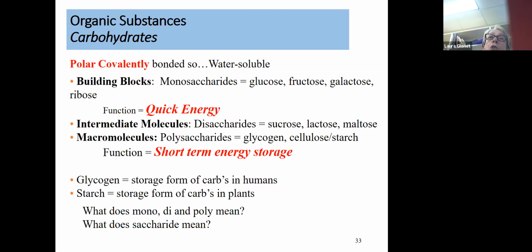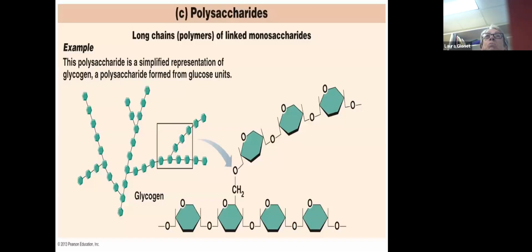All right, so you should be familiar with what mono, di, and poly mean, and what saccharide means, which is sugar. And that glycogen is the storage form of carbs. It's the short-term energy storage. Quick energy are your building blocks. I like to ask that in lab sometimes. And this, the individual green kind of hexagonal shape there, would be one monosaccharide. You put them in chains and you have things like glycogen.